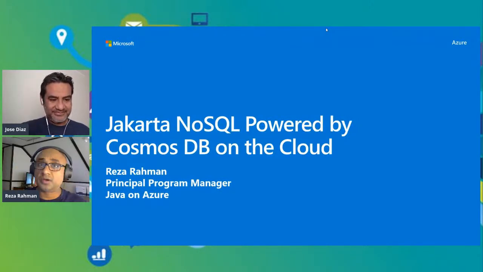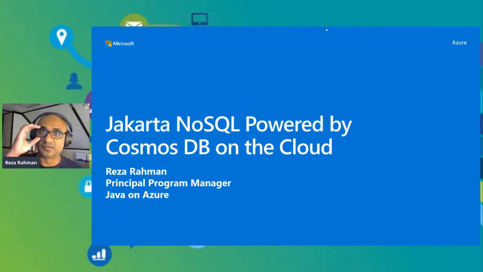So my name is Reza Rahman. For those of you who don't know me, in my day job, I'm principal program manager for Java on Azure. So basically, I try to make sure that everything that we have on Azure is wonderful for Java developer experience. This talk is Jakarta NoSQL powered by Cosmos DB on the cloud. So there's two different aspects to this. One is Jakarta NoSQL. I'll talk about that in a second. Actually, you probably had to talk about this already from my good friend Otavio Santana. And then we'll talk about Cosmos DB, which is another important service on Azure, as I'll explain in a moment.